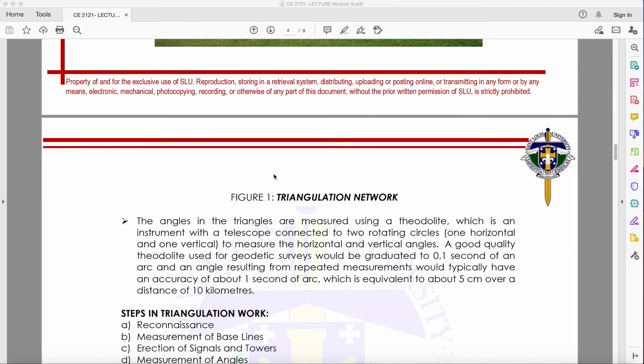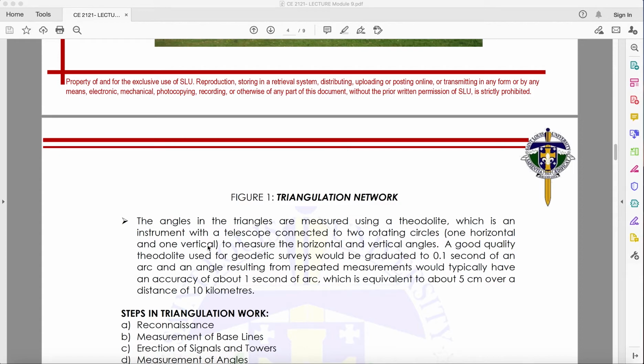Okay? Angles in the triangles are measured using a theodolite, which is an instrument with a telescope connected to two rotating circles, one horizontal and one vertical. Unfortunately, we were not able to conduct this experiment or fieldwork, or try at least to use or calibrate a theodolite, because of the pandemic. So hopefully, during your higher years or in the field, you can encounter this and try to learn how it works, because it will really help you in the future in the field.